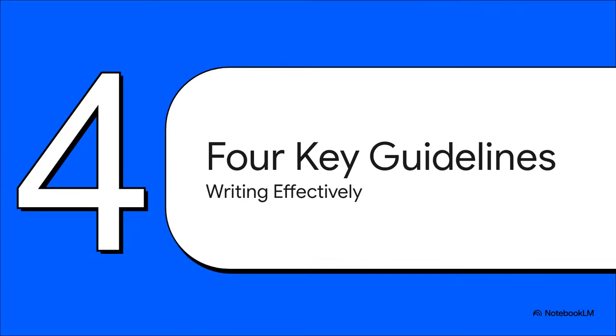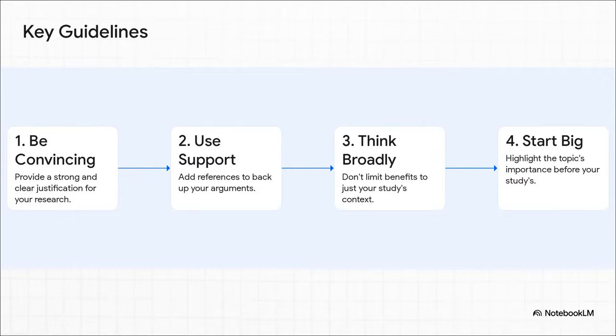So, you've chosen your path. You're either going to improve the field or you're going to fill a gap. Now what? How do you actually write it so that it's effective? Let's dive into 4 essential guidelines to make sure your rationale is as compelling as it can possibly be. Let's just walk through this little checklist, because each point is a game changer. Number 1, be convincing. That means your reasoning has to be strong, clear, and just make sense.